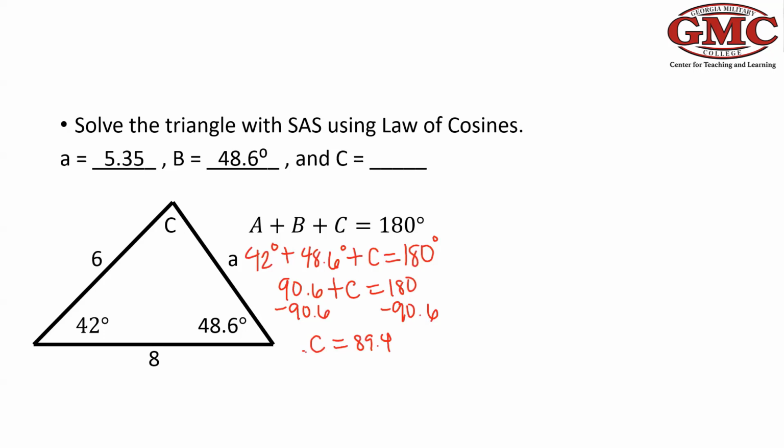We can always check our answer by putting this back into the formula. 42 plus 48.6 plus 89.4. Once we put this in our calculators, we know that's 180 degrees. So today we just solved a side-angle-side triangle using the law of cosines. We found the missing side a and the missing angles B and C.